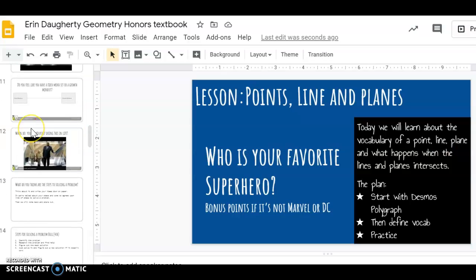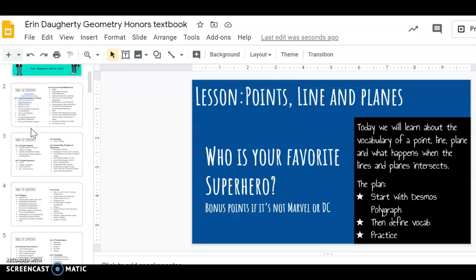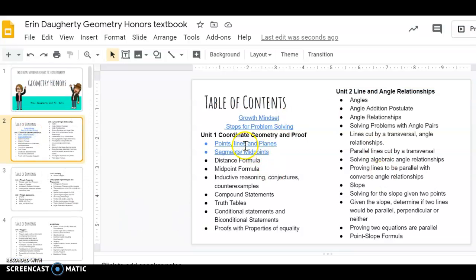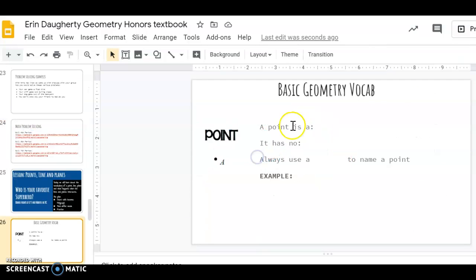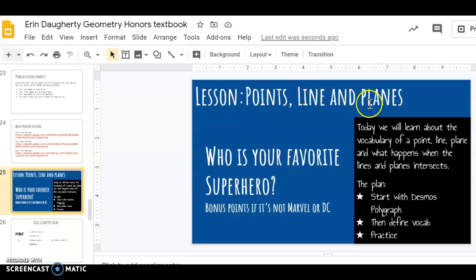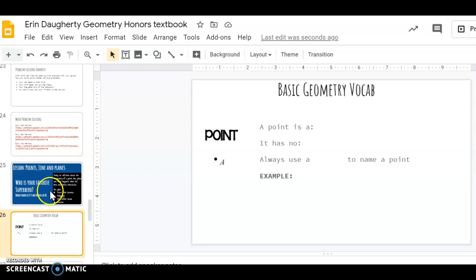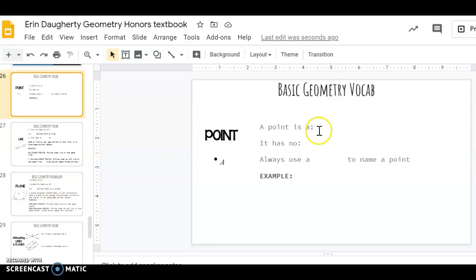Now later on, if you ever need to figure out what your lesson is, you can look at the table of contents, and this will go straight to the slide that you need, and I'm going to show you guys how to do that. So today's lesson is points, lines, and planes, and today you're going to learn about the vocabulary of a point, line, and plane, and what happens when the lines and planes intersect. We started off with Desmos, so you won't need to worry about that. I would like you to define what the vocabulary is, and then we're going to practice with a few slides. All right.